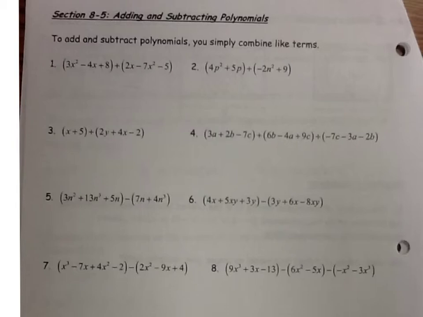All right, section 8.5, adding and subtracting polynomials. Now, here's the good news. It's nothing crazy. It's nothing we haven't already done. It just might look a little more complex. For instance, if you take a look at number 4, that looks like a crazy mess going on there. Now, let me just start with 1 and 2. When you're adding and subtracting polynomials, all you can do is combine like terms.